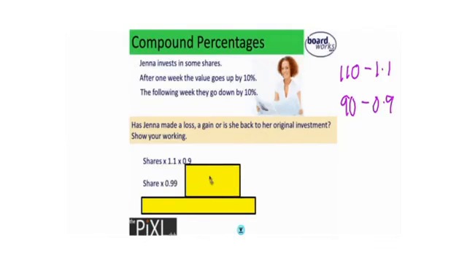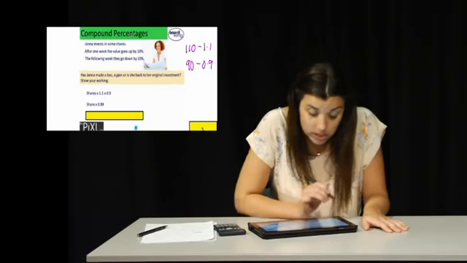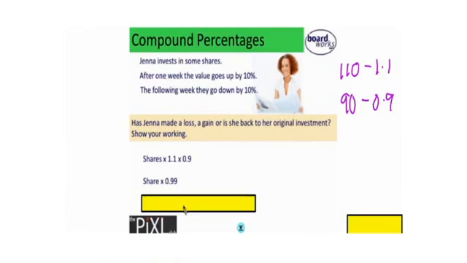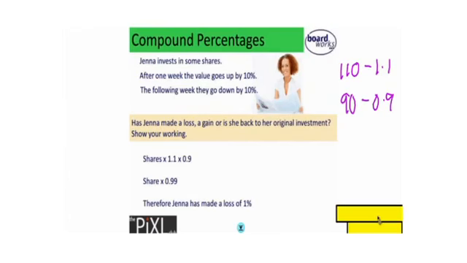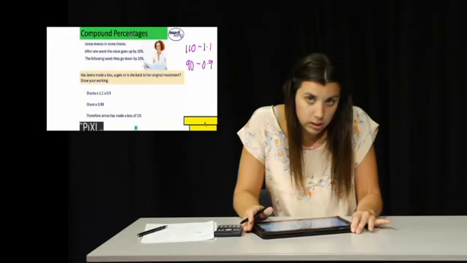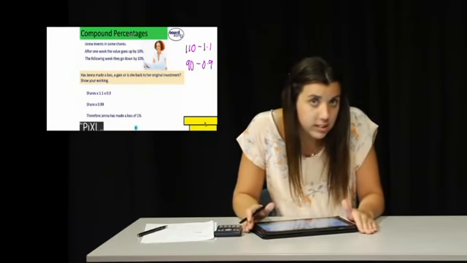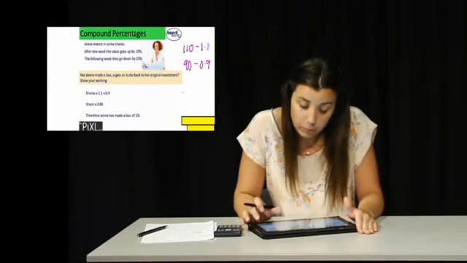If we multiply those two numbers together, we've got 0.99. So it's not going to be the same. If we have our original price of our shares multiplied by 0.99, there's going to be a loss of 1%. So again, with these compound interests, you need to do the multipliers to see the effect.